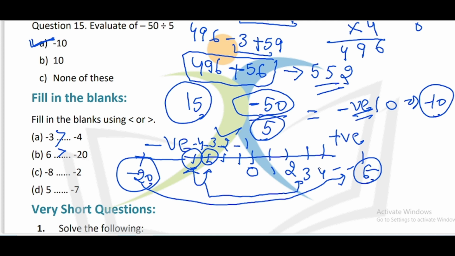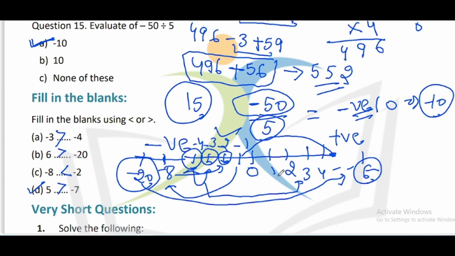Then same as the next part, minus 8 and minus 2. Then minus 2 is to the right of minus 8. It means minus 2 is greater than minus 8. Then the next is part D. 5, which is on the right side of the 0, and minus 7, which is on the left side of the 0. It means 5 is to the right of minus 7. It means 5 is greater than minus 7.